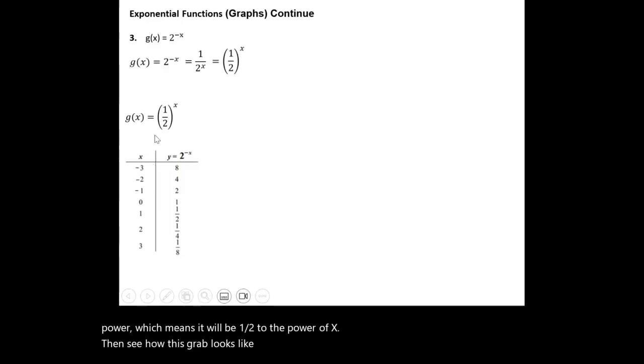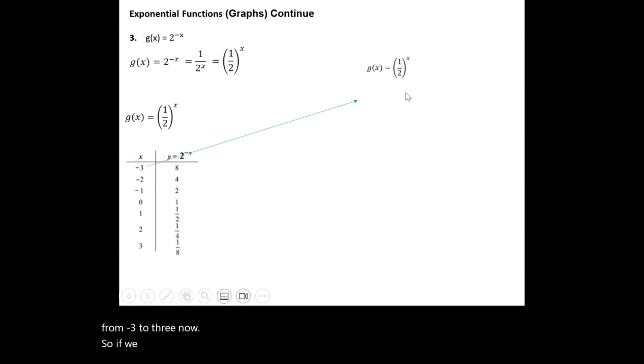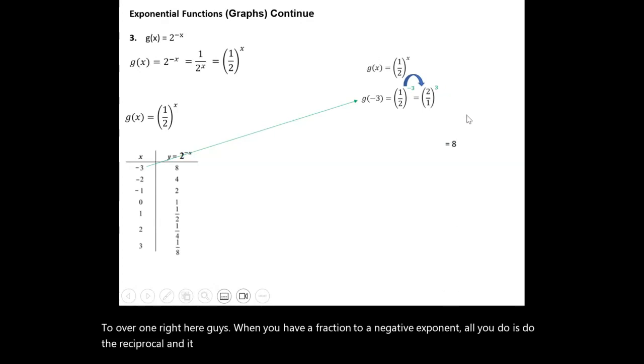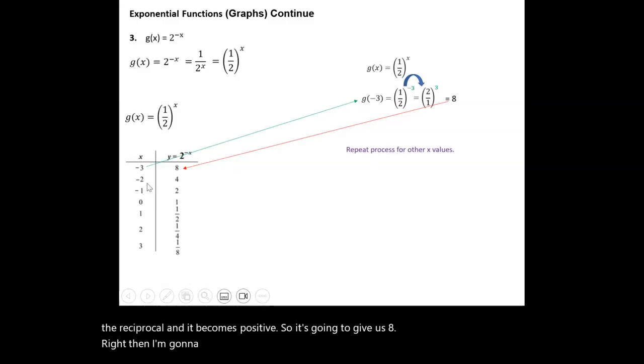Again, we're going to plug in the values for x from -3 to 3 now. So if we plug in -3, it's going to give us 2 over 1. Here, guys, when you have a fraction to a negative exponent, all you do is take the reciprocal and it becomes positive. So it's going to give us 8. Then I'm going to repeat the process for all the x values.